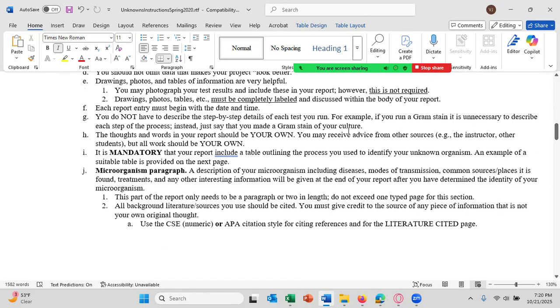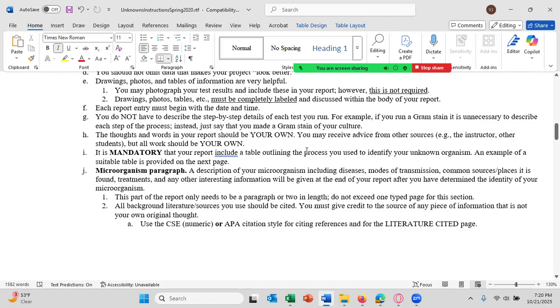When you state a test, all you need to do is state the test, like the Gram stain. You do not need to write down the steps of each test you run. I know the steps of each test. So you just need to state the test that you ran.